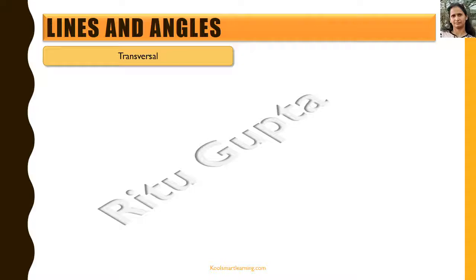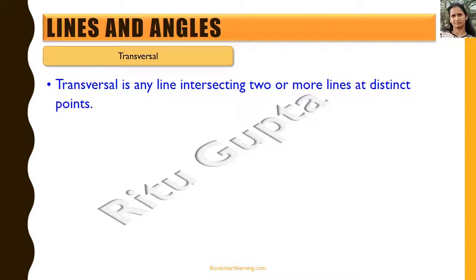So let's first of all understand what we mean by transversal. A transversal is any line intersecting two or more lines at distinct points. Supposing we have these two lines and then another line intersecting them at distinct points A and B. This is called a transversal. We could even have three lines and a line intersecting them at distinct points, say A, B and C. This is called a transversal line.